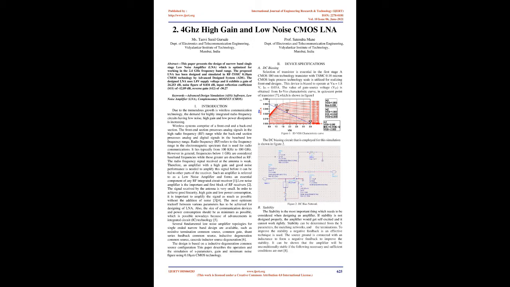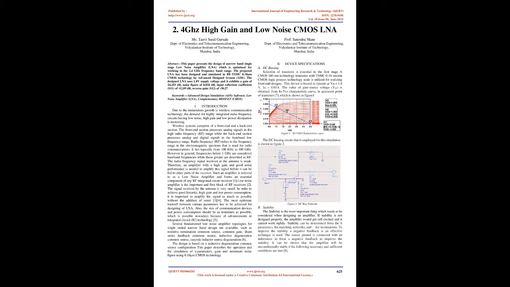Such an amplifier is referred to as a low noise amplifier and forms an essential component of any RF integrated circuit receiver. 1. Low noise amplifier is the important and first block of RF receivers. 2. The signal received by the antenna is very small. In order to achieve good linearity, high gain, and low power consumption, it is important to amplify the signal as much as possible without the addition of noise. 3-4. The most optimum trade-off between various parameters has to be achieved for designing of LNA.